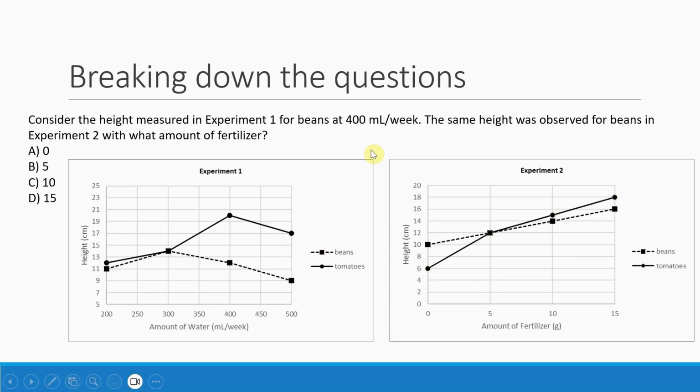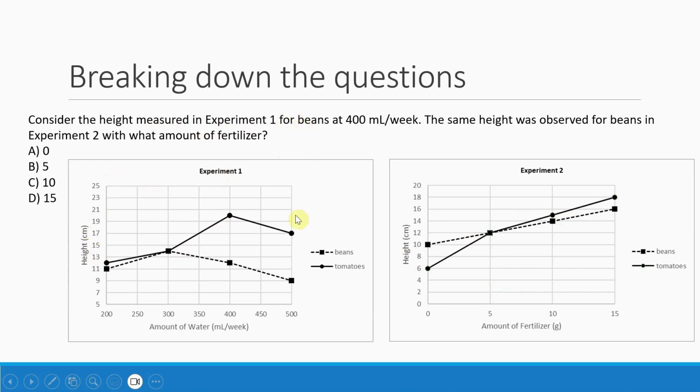So let's go and actually solve this one with the figures, so it's a little easier to find and see how to do this. So let's begin. Consider the height measured. So I have experiment 1 and 2 here. Height, I'm going to find it. Height is my y-axis for both of these. So I don't know which graph I'm looking at yet, but I do know I'm starting out by looking at the y-axis. Back to the question, measured in experiment 1, so I can ignore experiment 2 over here. I'm only looking over here and considering the y-axis.